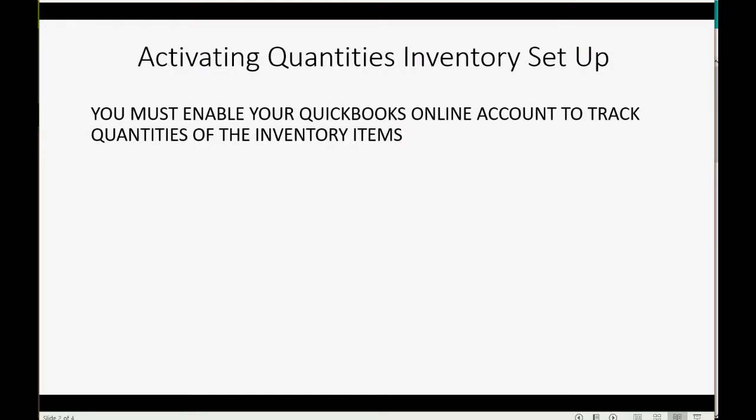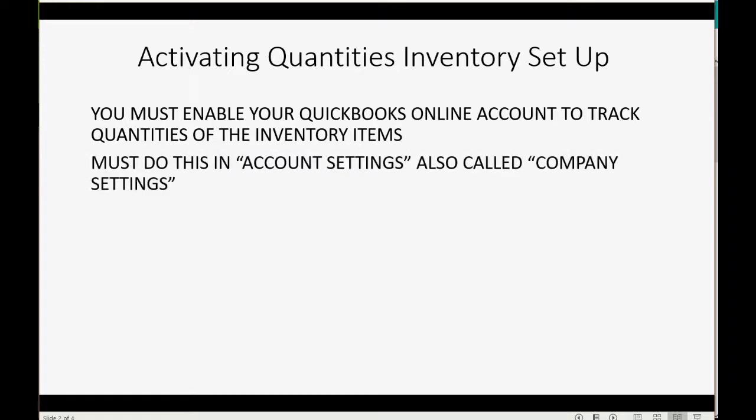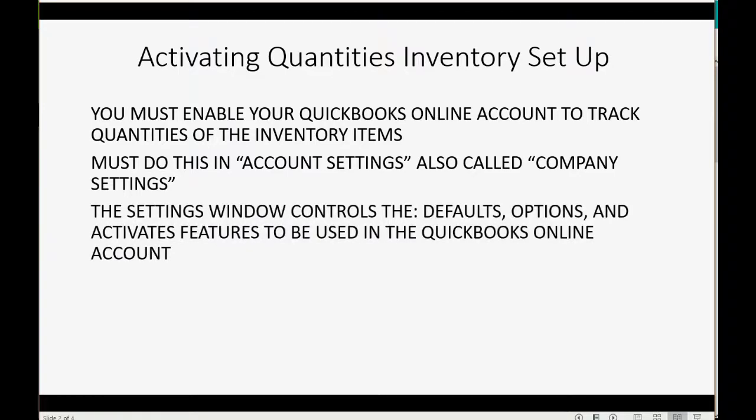You must enable your QuickBooks Online account to track quantities of the inventory items that you buy and sell. You must do this in the Account Settings window, which is also called the Company Settings window, depending on what subscription of QuickBooks Online you have. The Settings window controls the defaults, the options, and activates features to be used in the QuickBooks Online account.